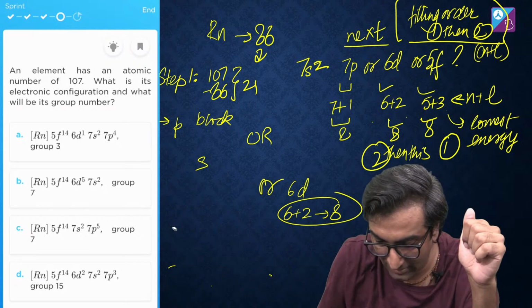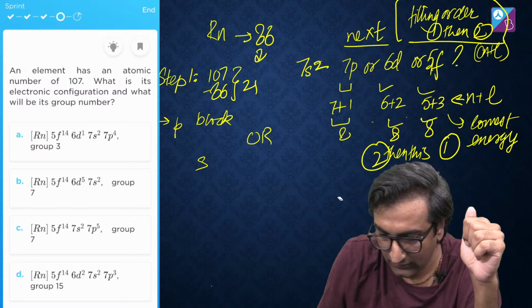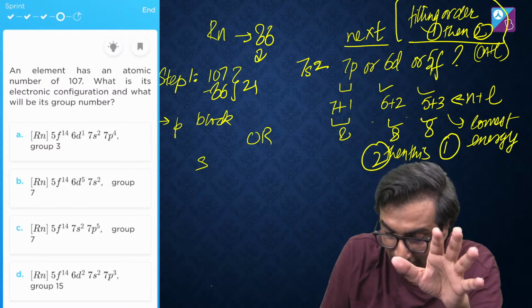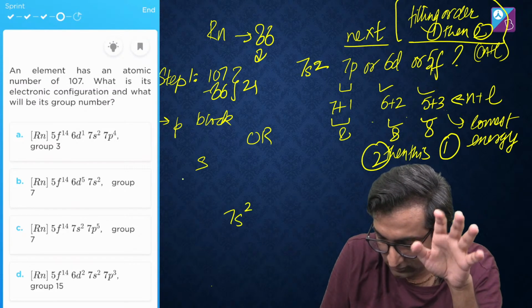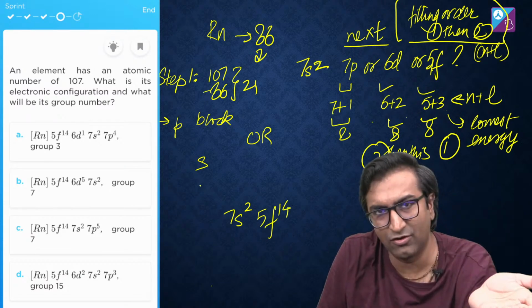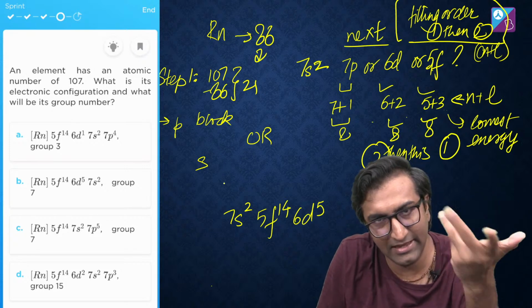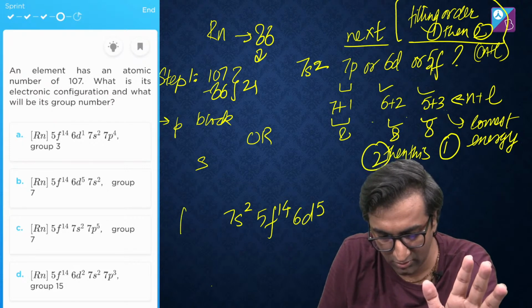बाकी सब मैं ऐसे हटा रहा हूं जो मैंने बोला था, so that you just have what is relevant on the notes. Okay, cool. This is why I went with 7s2, then 5f14. फिर बचे कितने इलेक्ट्रॉन्स? 14 to 16, 5 बचे, 65. ठीक है, ये लिख लिया. This is the right answer for sure.